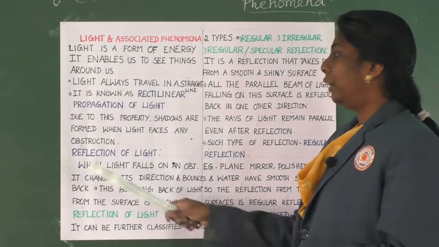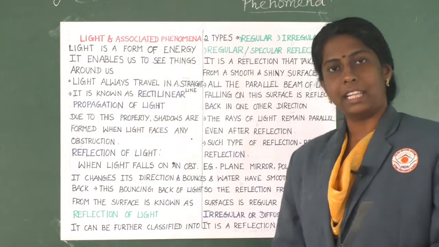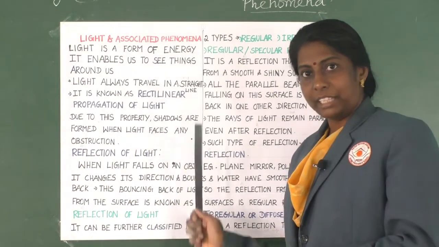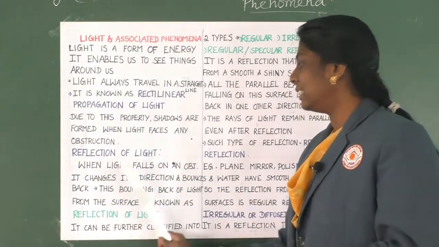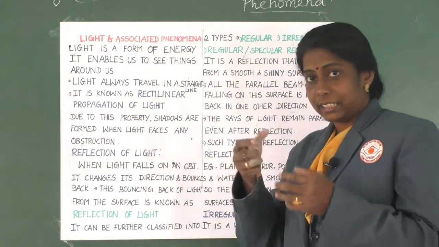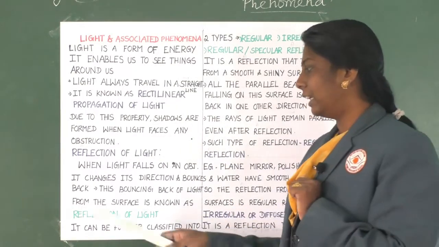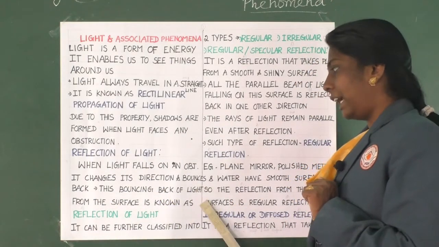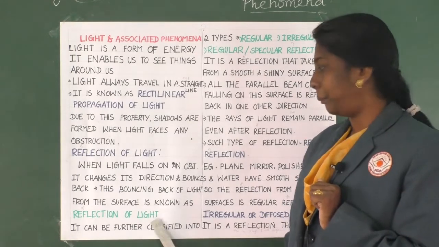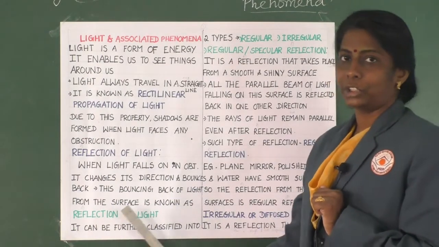Then, reflection of light. The first concept here is reflection of light. What do you mean by reflection? When light falls on an object, it changes its direction and bounces back. This bouncing back of light from the surface is known as reflection of light. I repeat, bouncing back of light from the surface is known as reflection of light.